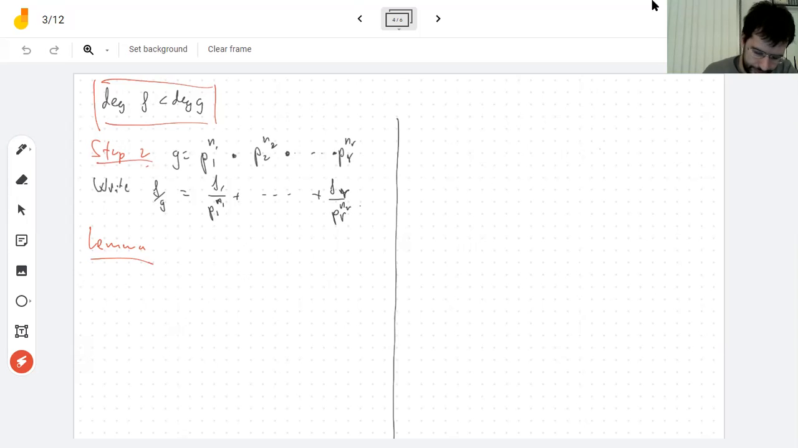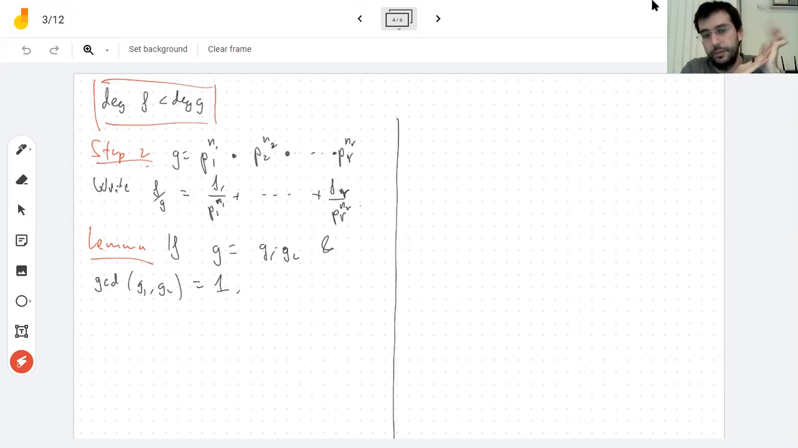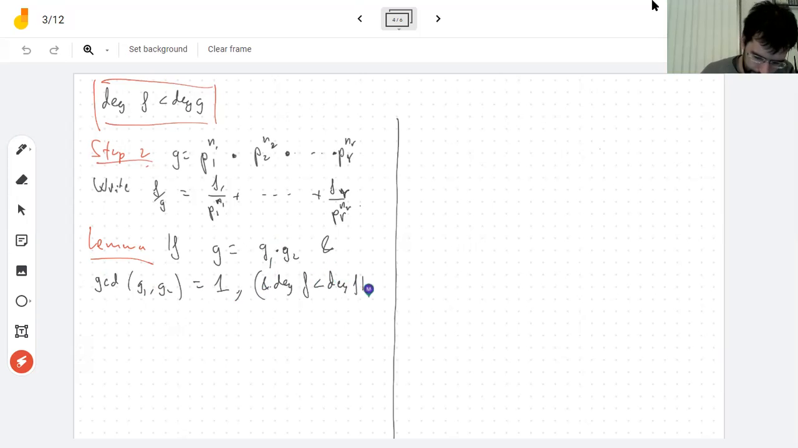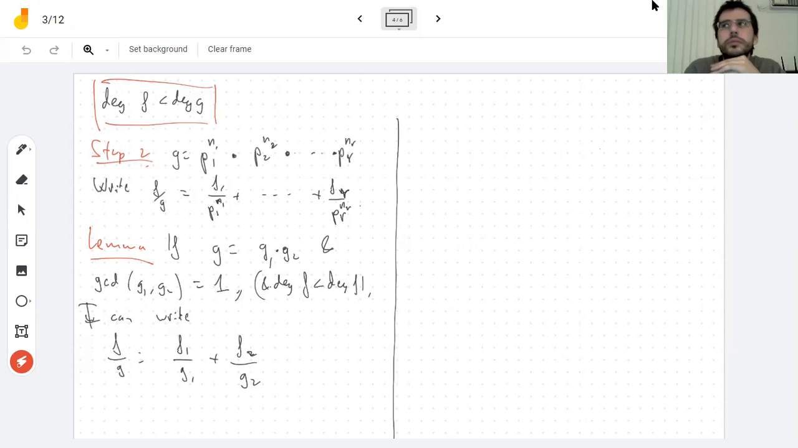So say that G is G1 times G2, and they're mutually prime. Remember that the polynomial ring is a PID, it's a UFD, so the notion of GCD makes sense. In this case, I can split F into the two denominators. Is this clear if you think of fractions with integers? Like, no, it's not clear, but it's very similar.